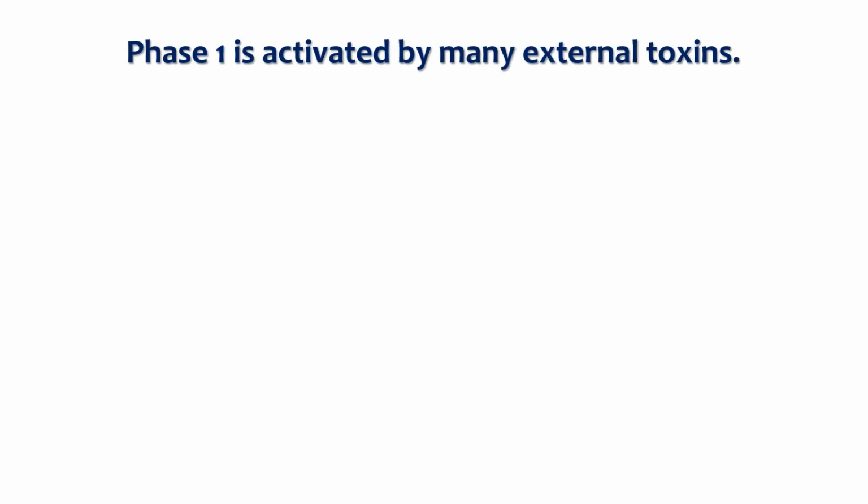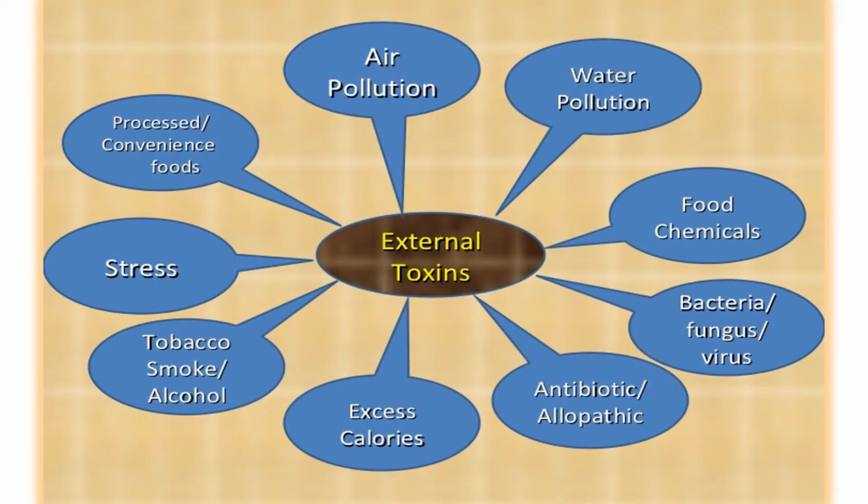So phase 1 is activated by many external toxins. External toxins include air pollution, water pollution, and food chemicals, which is a huge source in modern America for sure. Bacteria, fungus, and viruses create toxins and are themselves toxic to us. Antibiotics and other allopathic medicines are toxic to most people. Excess calories actually create toxins in your body. Tobacco and alcohol are toxic, and stress, which is an internal toxin, along with processed and convenience food, which gets back to your food chemicals.